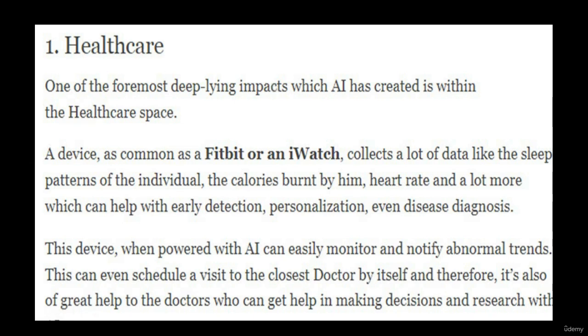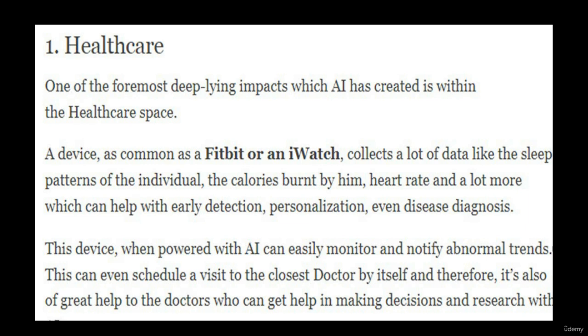Healthcare. When we talk about healthcare, one of the most deep-reaching impacts which AI has created is in the healthcare space, because healthcare is very sensitive. It directly communicates with human life and affects lives. So AI has a great impact in the healthcare field.